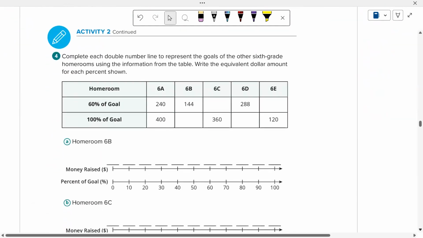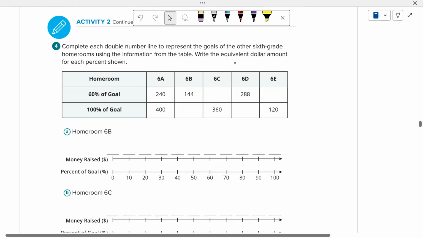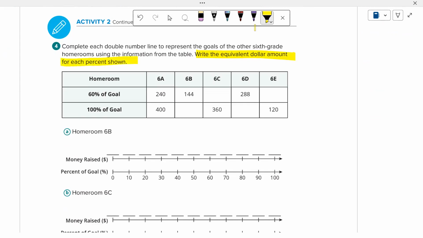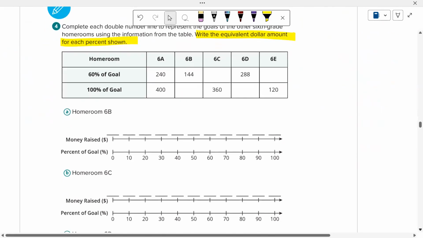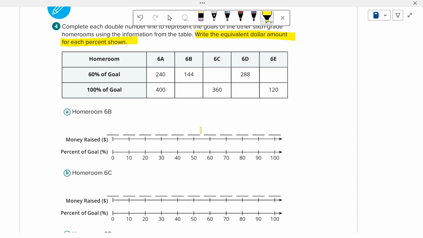We're going to go to page 288. So we're going to complete each double number line to represent the goals of the other 6th graders. Now this is a lot to read. So we're going to write equivalent dollar amounts for each percent shown. So I'm going to show you what you're reading. I'm going to do a couple of these, and I'll have you do one and show it to me in class. My students, I'm going to grade you for it. And it's okay if you mess up. I just want to see what you're thinking about it.